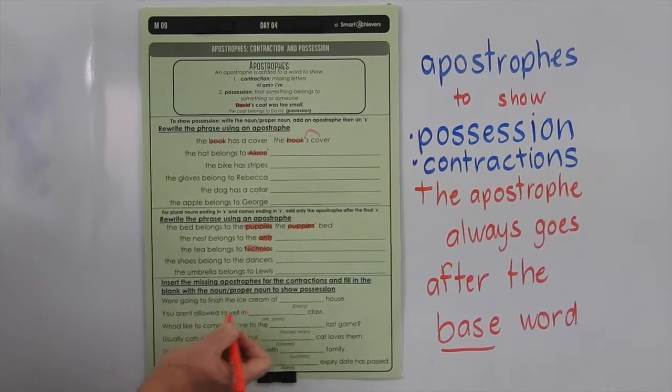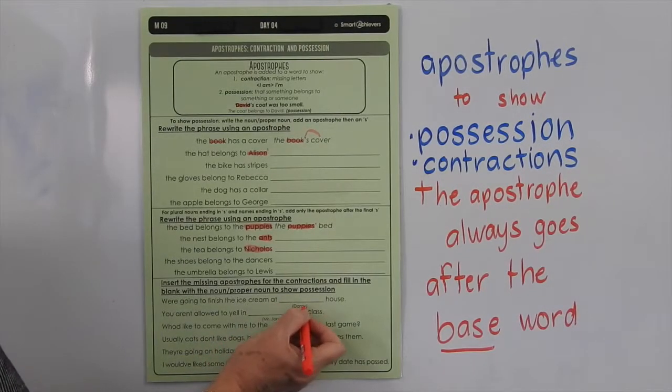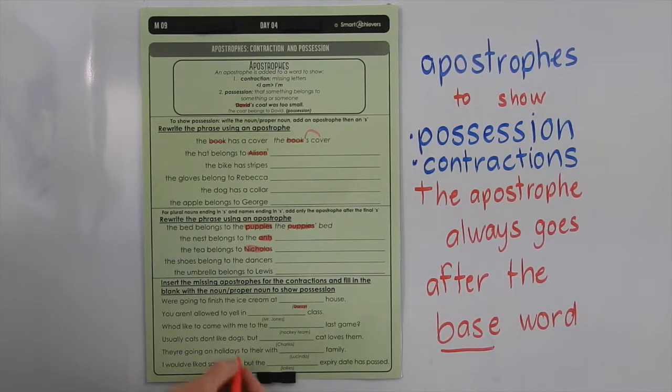Now, if we're talking about we're going to Darcy's house, there's only one Darcy, so Darcy is the base word, so you'd have to put your apostrophe at the end of the base word before you add the S. You can work through the rest of those within your group.